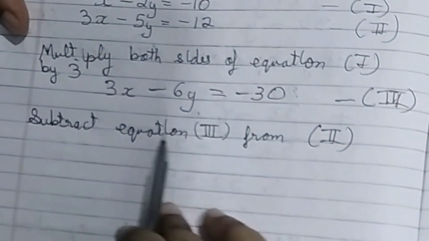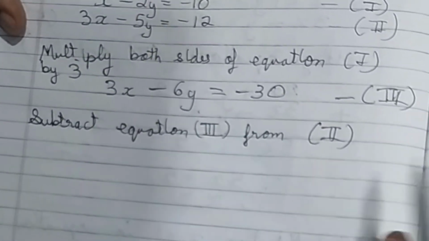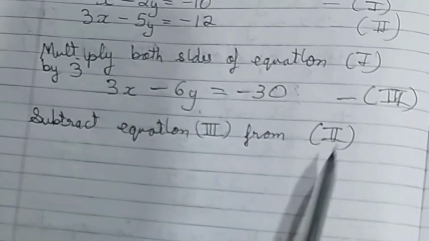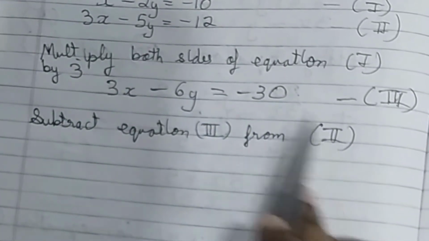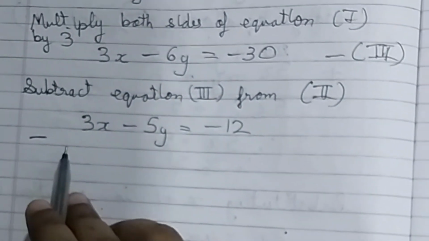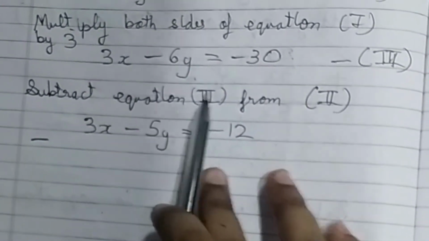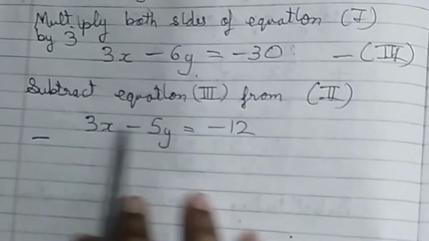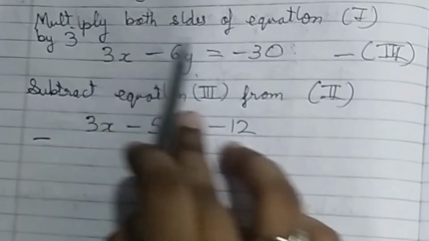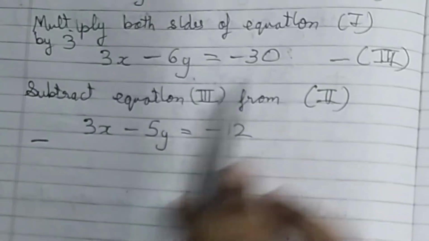So now subtract equation 3 from equation 2. From 2 we will subtract equation 3. So first we will write equation 2, because we are subtracting 3 from 2. So we have written equation 2, minus, and now we write equation 3.